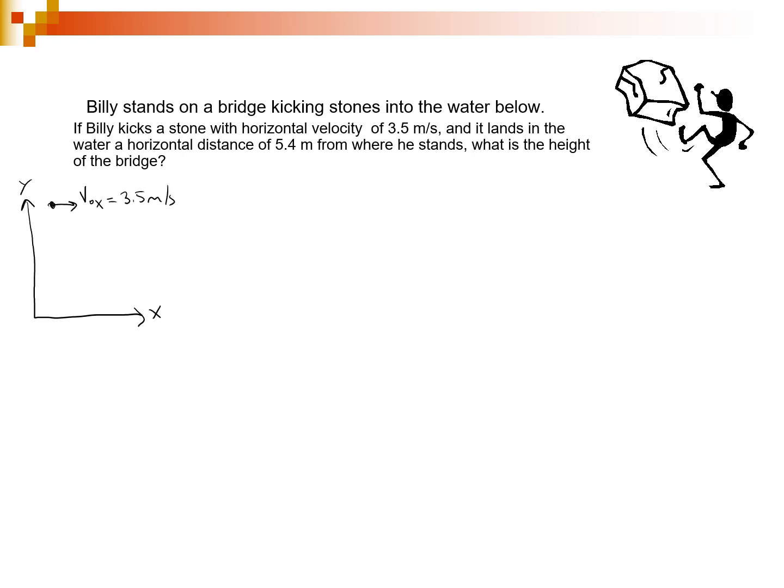And the stone lands in the water 5.4 meters out. So its delta x is 5.4 meters. So I need to solve for delta y. That's my unknown. Now, what else do I know? I know that for this type of motion, the original y velocity is 0. And there is no acceleration for the horizontal. And the acceleration for the vertical is just gravity, negative g.